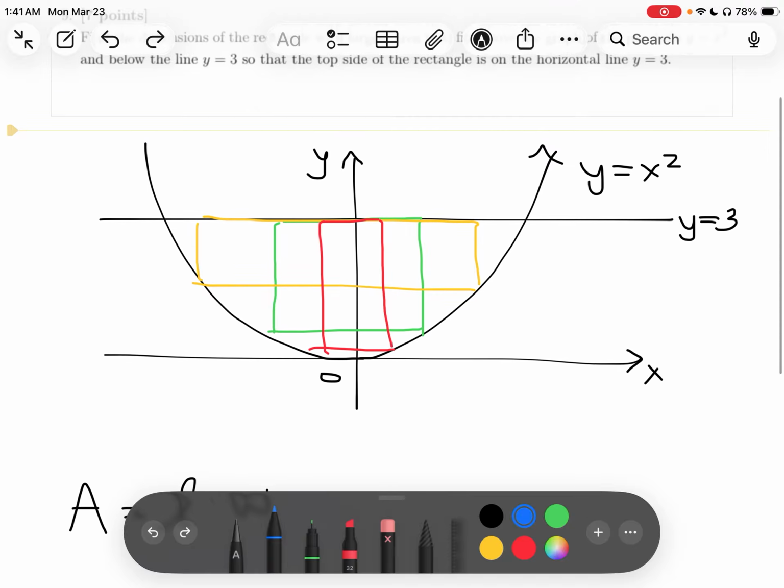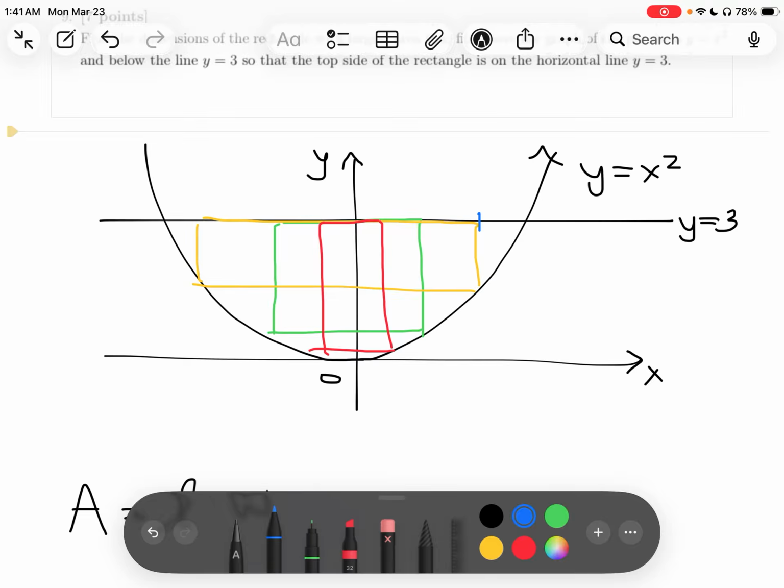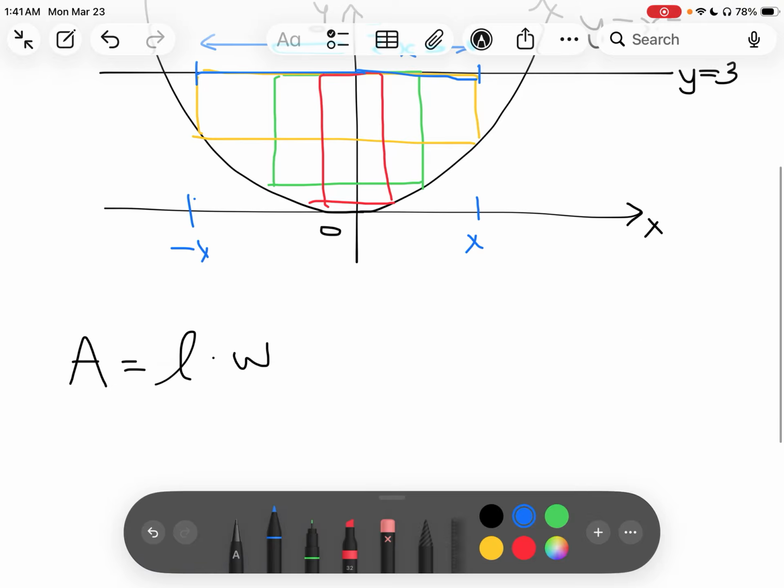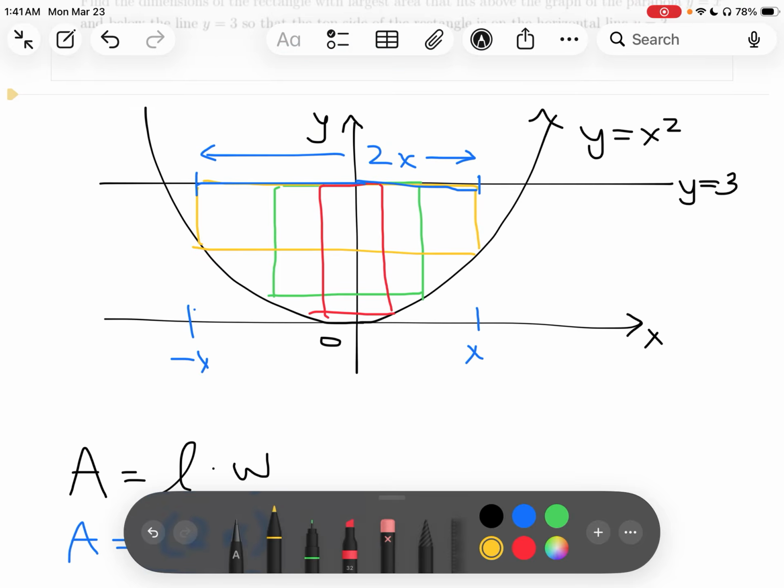So if we have the length, let's say here, and here's x, and here's negative x, the length of this would be 2 times x. So this would be 2x, that would be the length, okay? And then the width would be this height right here.